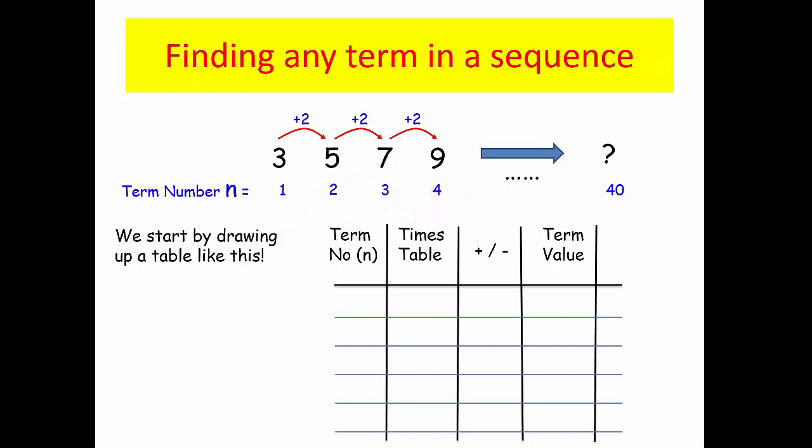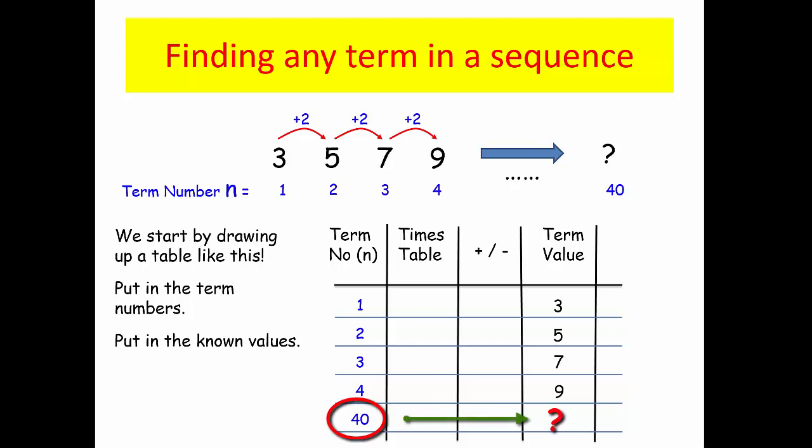We're going to put in the term numbers first then. Here they go. Now we'll put in the values for those terms. And they'll go in like this. I want to know the 40th term without working all the numbers out in between.